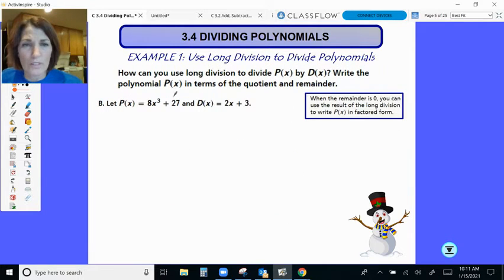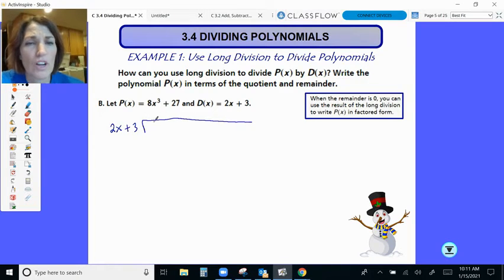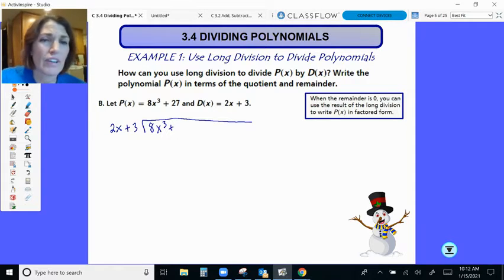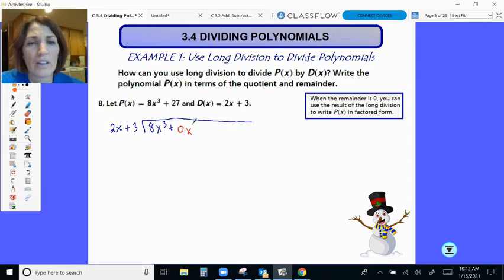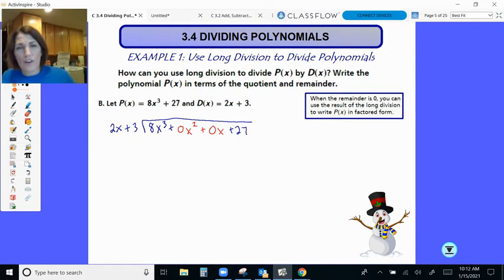So let's go ahead and do one more. One thing you have to remember with long division is you have to make sure you have a position for every term. So if I'm going to divide 2x plus 3, this is very important. So write this down somewhere. I have to have a position for every power. So 8x cubed plus, and I'm going to have to make sure I have a 0x squared plus a 0x, and then I can have my plus 27. Okay, so make sure I have a position for every one of those powers.